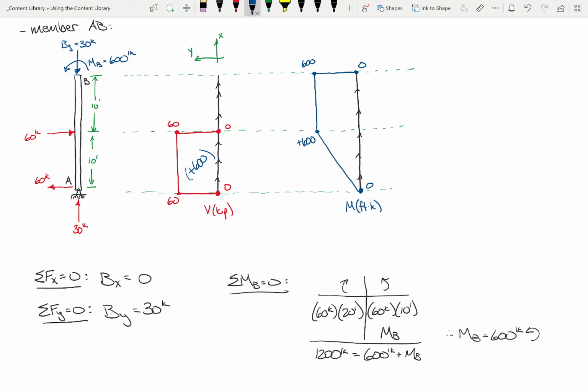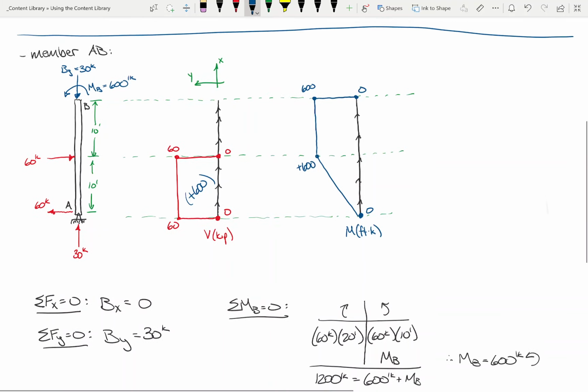All right. So let's take a step back. Does this make any sense? Everybody good? Any questions? Okay. So that's how you would construct the shear and moment diagram for the column. How would you do it for the beam? Well, we would do the same thing.